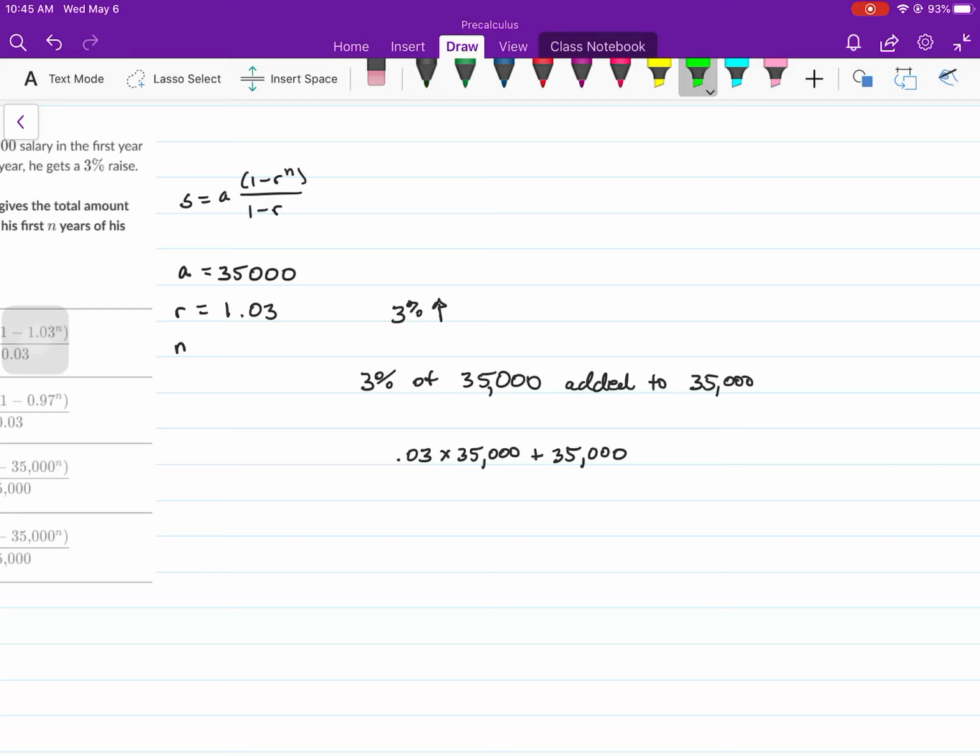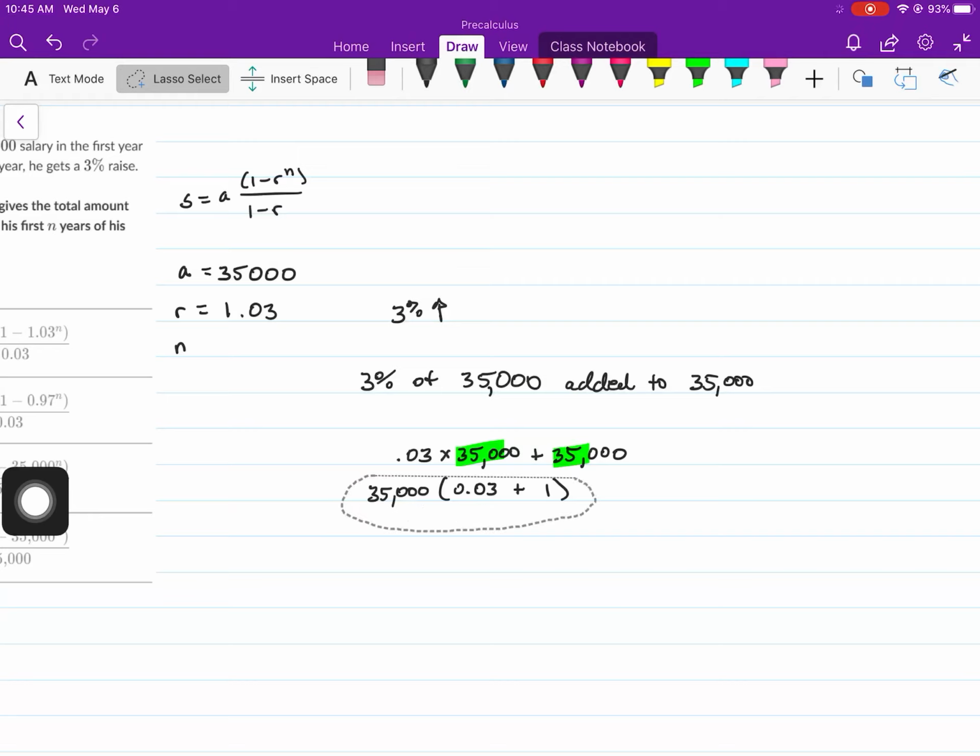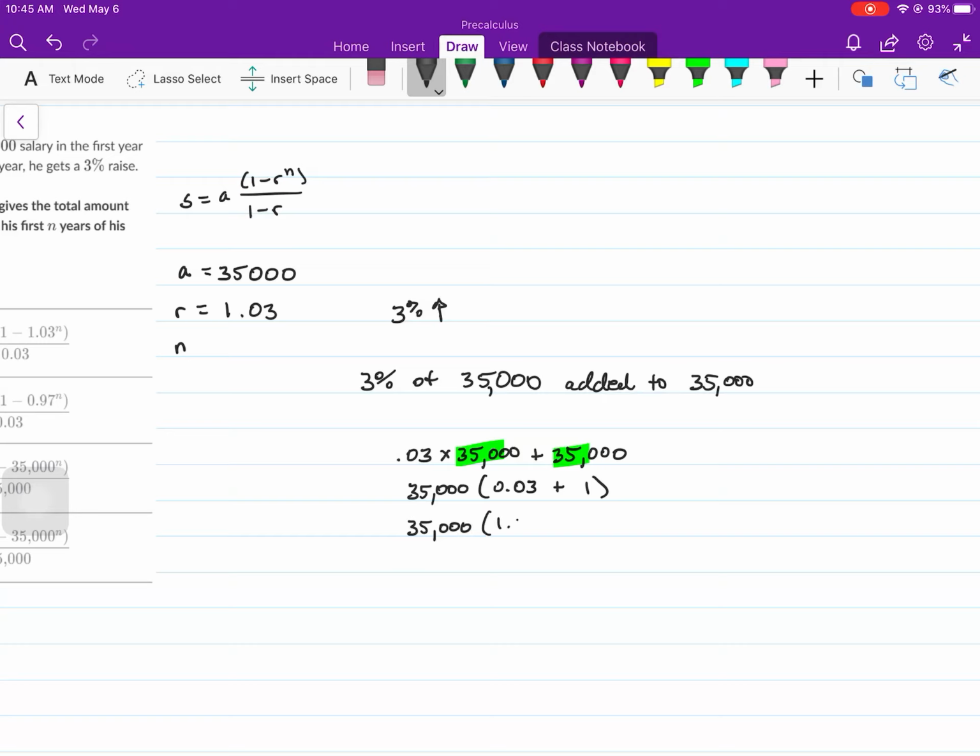Well, if you look at this, these both have 35,000 in common. You can factor that out to have 35,000 in the front times 0.03. Almost wrote 0.3. And then it would leave you with a 1 as a placeholder here. Remember, it's reverse distribution. If you distribute this back, you should end up back here. And then 1 plus 0.03 is going to be 35,000 times 1.03.